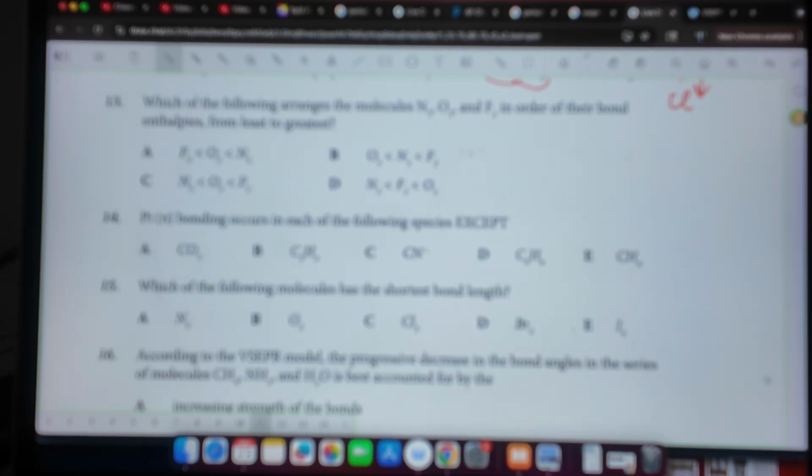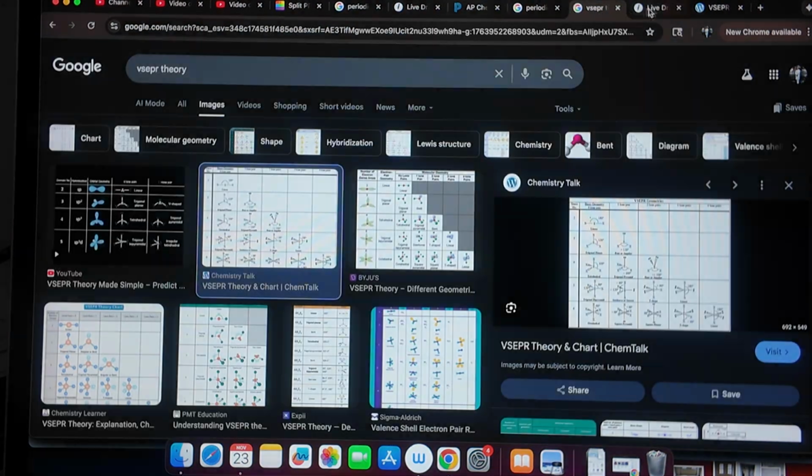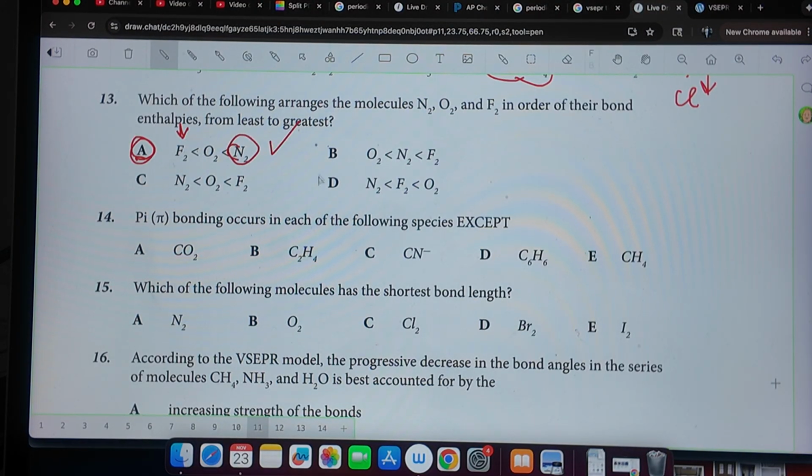So, if we go back to the original question, we see a trend of fluorine being the smallest too. So fluorine should be the smallest, so it would be A. That makes sense because it's from least to greatest. So fluorine would be first, and that's the only one there that has fluorine first. And just to make sure my answer is right, nitrogen should be the greatest. And nitrogen is the greatest here, so this is the only right answer.